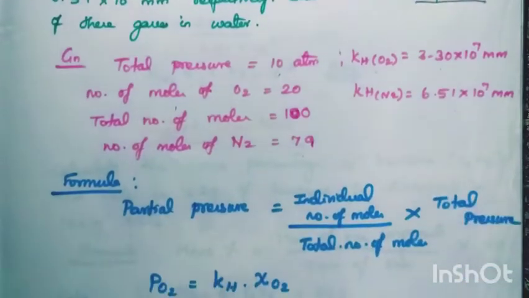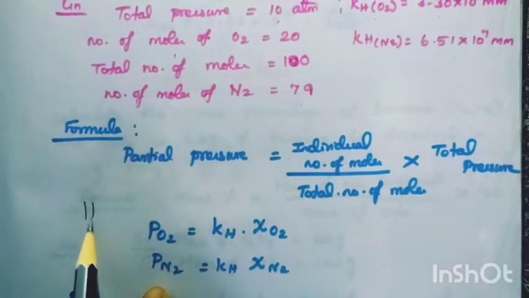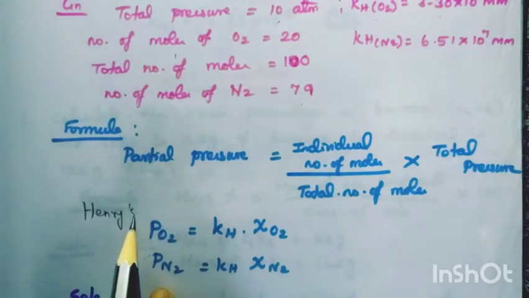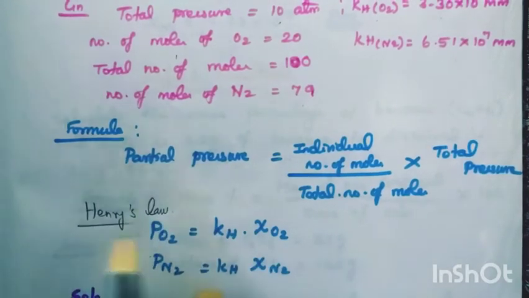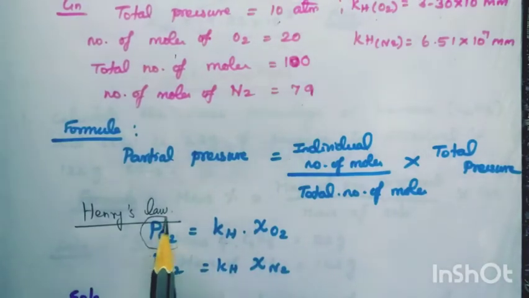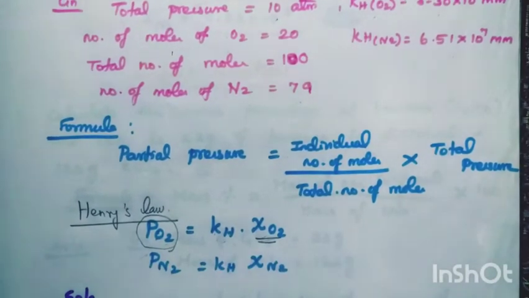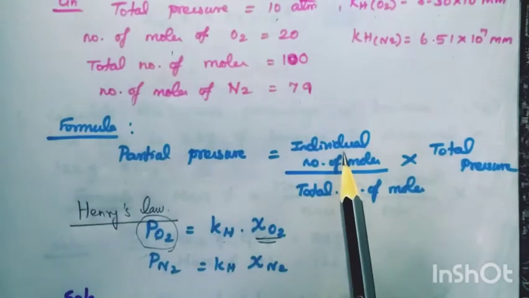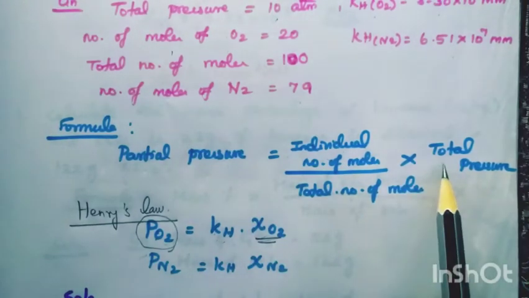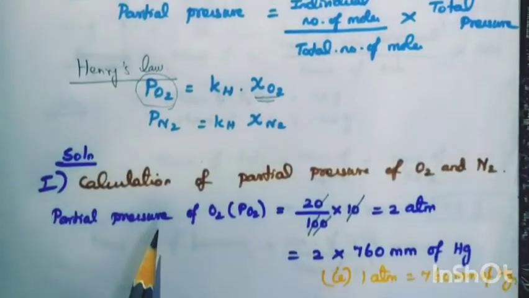What are the formulas we are going to use here? This is Henry's law. To calculate the mole fraction, we must know the partial pressure first. The partial pressure can be written as the individual number of moles by the total number of moles, into the total pressure. Now we are going to see the solution.